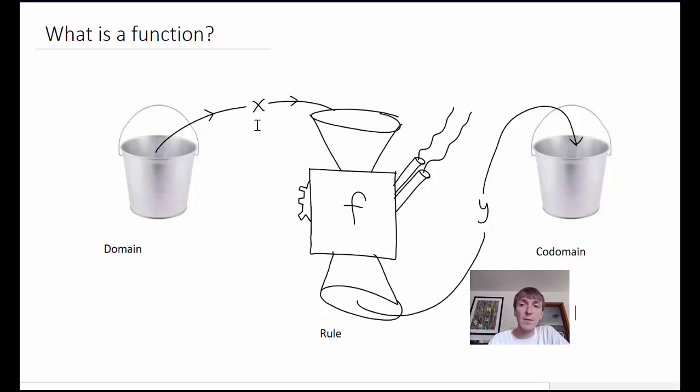You might also see the letters that I'm using here. X will often stand for something in the domain. F will often stand for our rule, though definitely not always. And Y might stand for something in our codomain. These are very common letters, but keep in mind that they are not always the letters that we use. These letters are prone to change all the time. Based on context, you should be aware of what the domain, the rule, and the codomain are, and what we're calling these things.